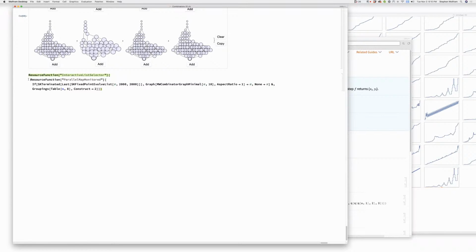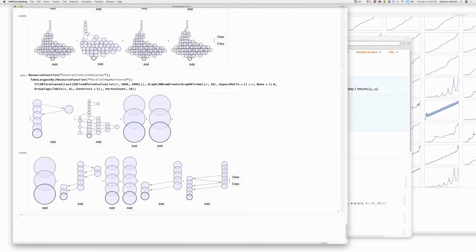is to say in here, take largest by vertex count. What's the order of arguments to take largest by? F comma n, I thought so. Okay, so let's just take the 10 largest by vertex count and just see what we would get in this case.